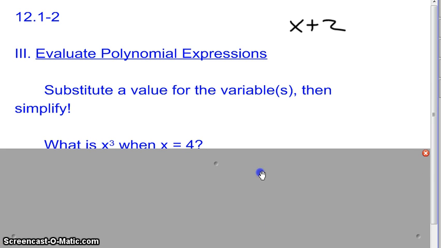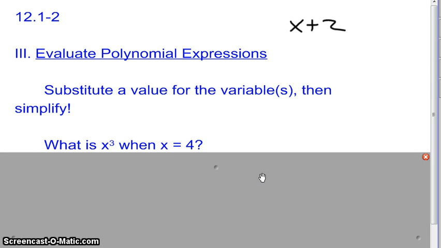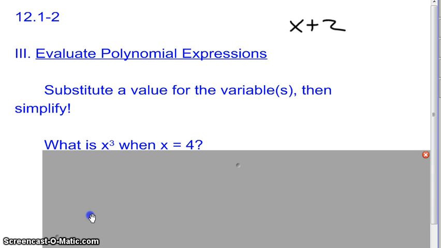Okay, so let's see. What is x cubed when x equals 4? Your expression is x cubed. Find the value when x equals 4. Okay, so I like to sing my little song. When x is 4, we just plug it in, right? Like a Glade air freshener, right? Plug it in. There it is, plugged in.